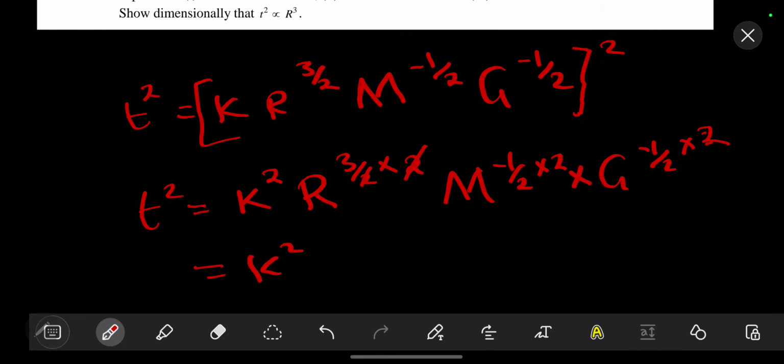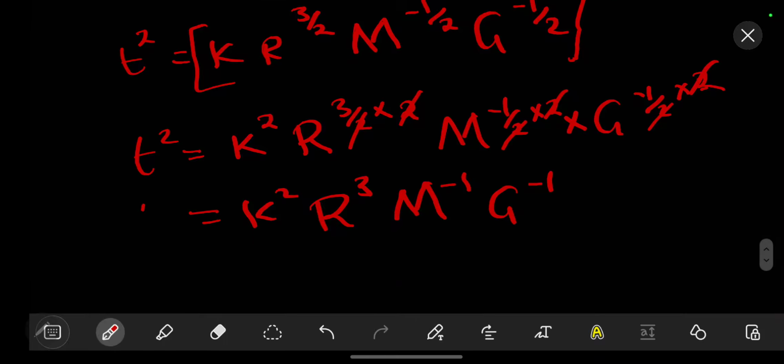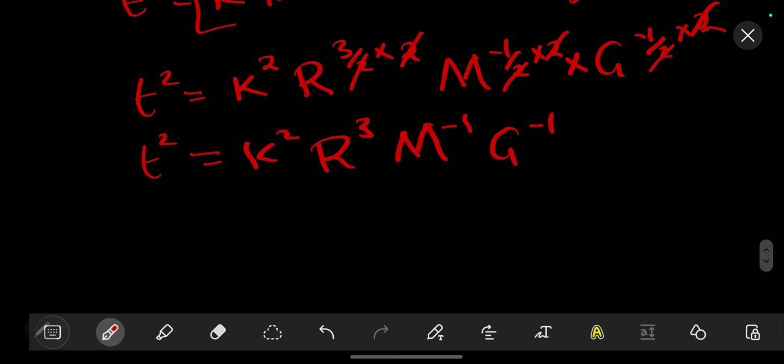Then this 2 and this 2 cancel, so we are going to have r to the power 3. Then we have m to the power of negative 1, and g to the power of negative 1. So our t squared should be equal to that. As you can see, we just want a relationship, and a relationship can just be an extraction. Already, as you can see, this is t to the power 2, then this is r to the power 3. So we can say that t squared is directly proportional to r cubed. So this is the relationship.